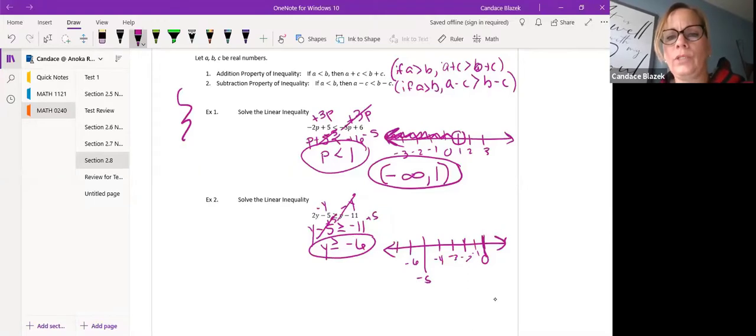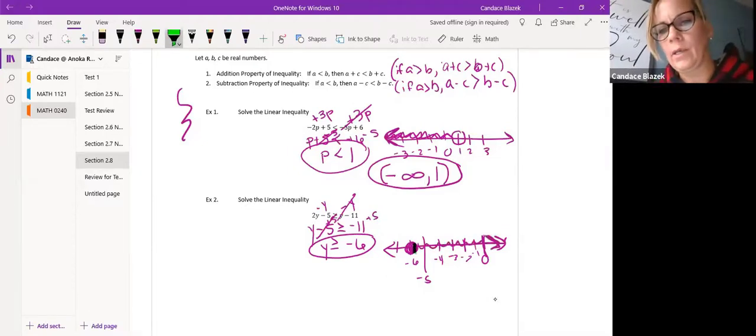So I'm going to put a dark circle at negative 6. And it's greater than, which means the numbers get bigger, and I go to the right. Okay, so if you look at it, it's going to be everything over here to the right.